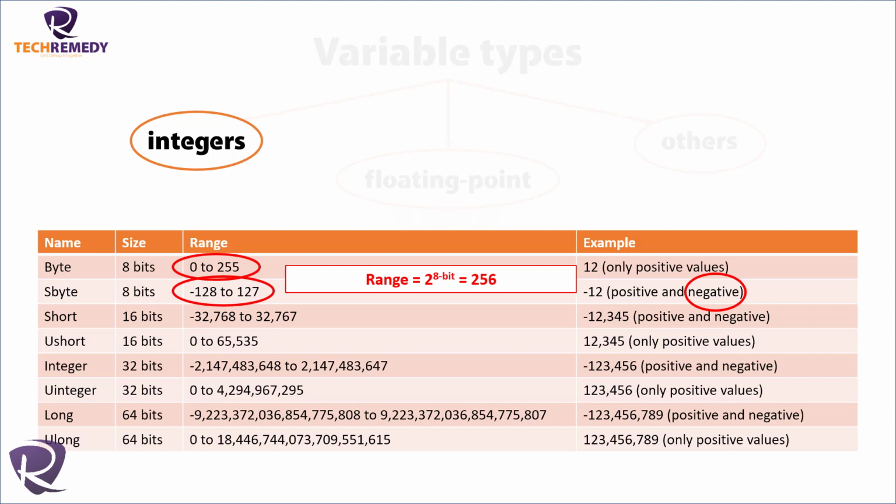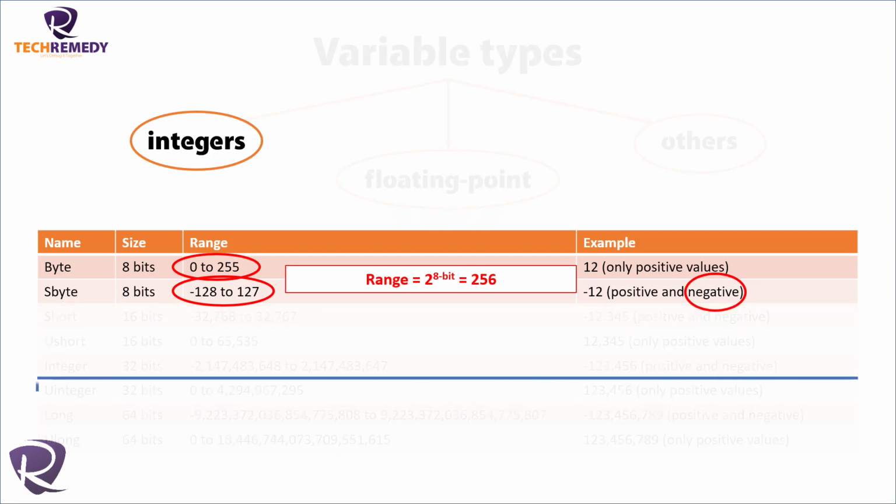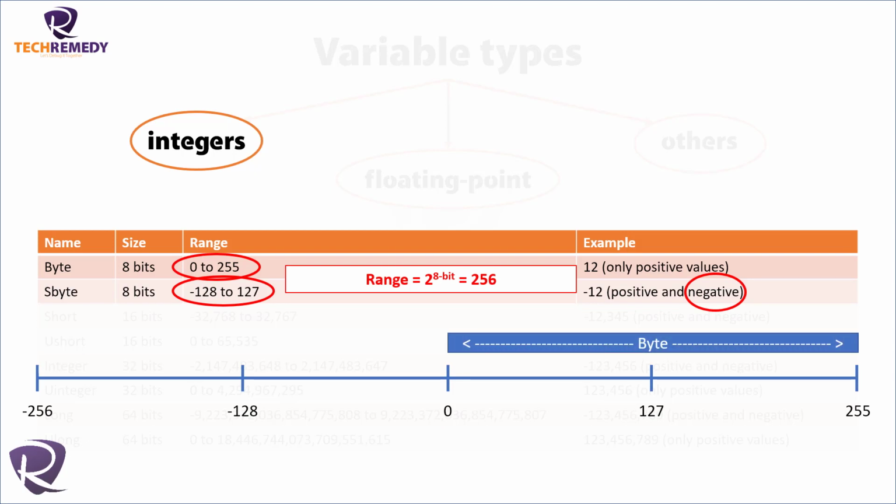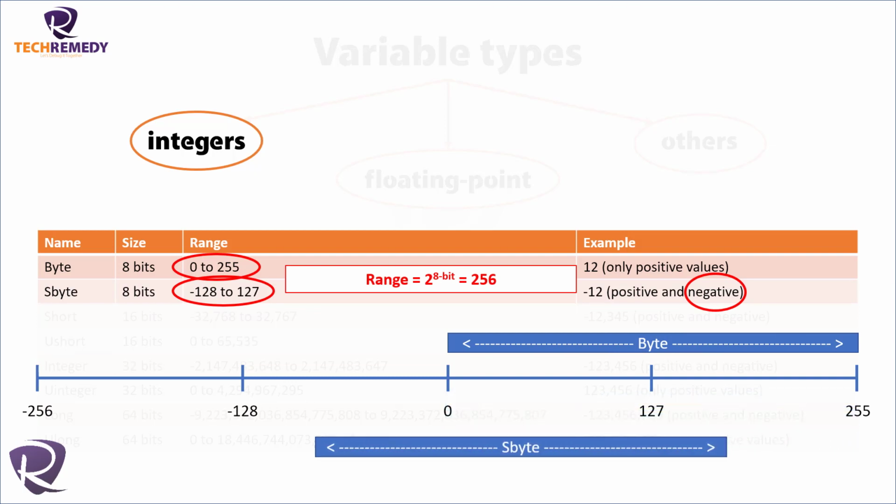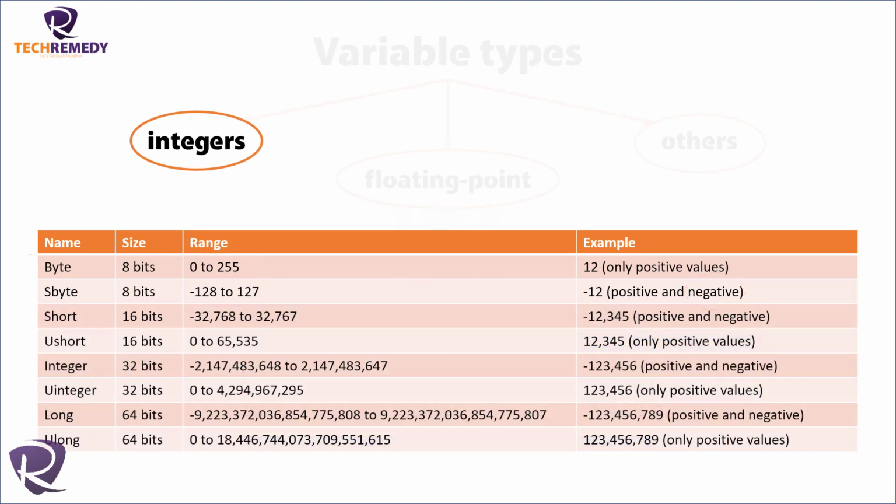Which is the range of byte from 0 to 255, and also the range of S byte from -128 to 127, meaning that one of them spreads its range over the positive values only, and the other one spreads it half positive and half negative. So if we draw a line from -256 to positive 255, byte will take the range from 0 to 255, while S byte will have the exact same range but spreading from -128 to 127. And of course the same story applies for each of the subgroups. The famous one here is integer. Let's just keep that in mind.